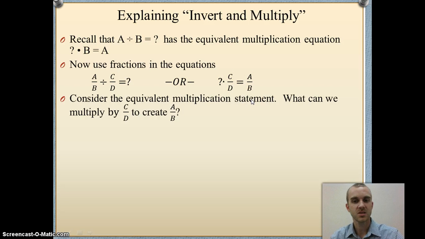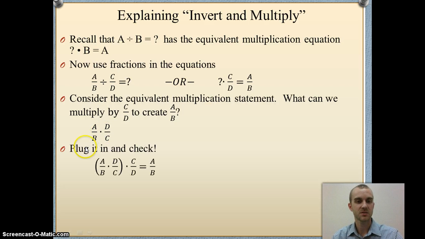Now what we have to ask ourselves is, what can we multiply c over d by to create a over b? And what we have to do is we have to be able to cancel the c and the d and be left with a over b, so we can multiply it by this whole expression. Now let's plug it in and see what happens.